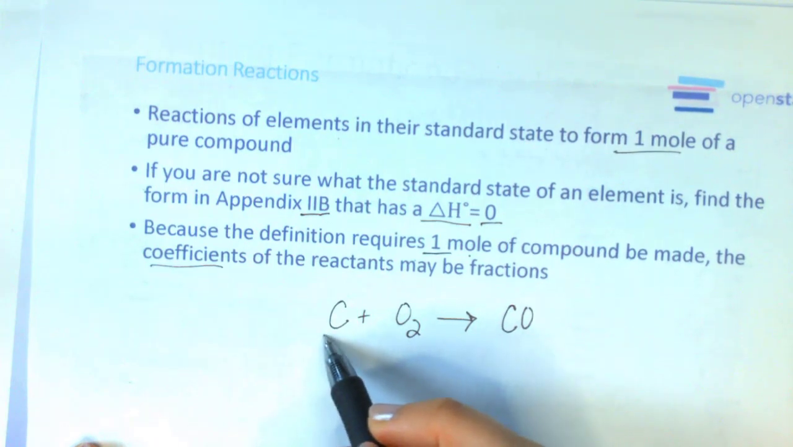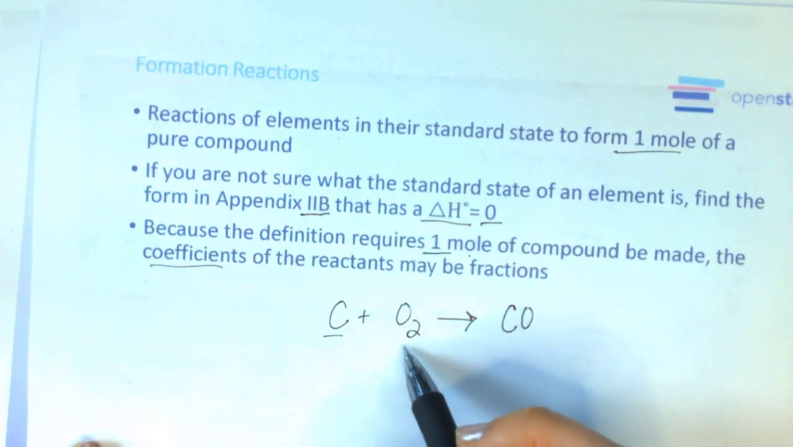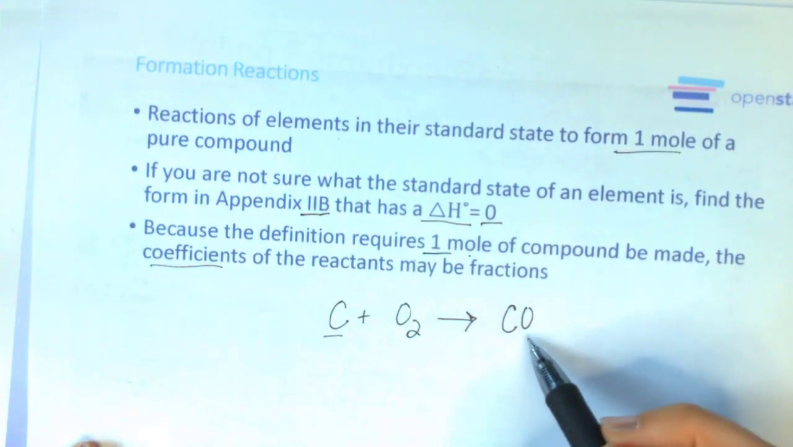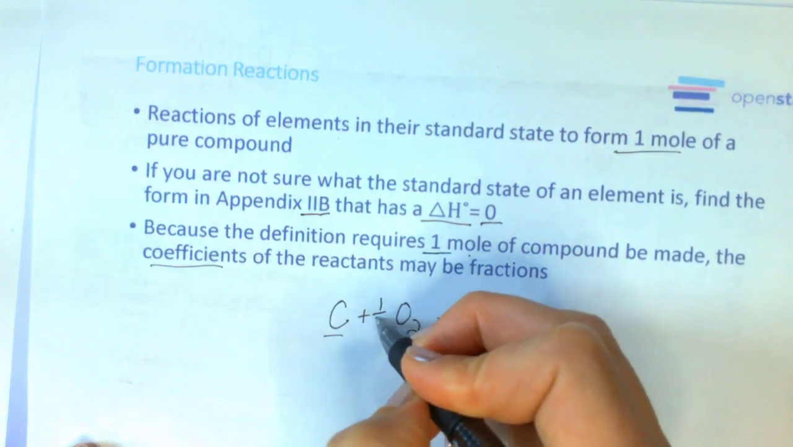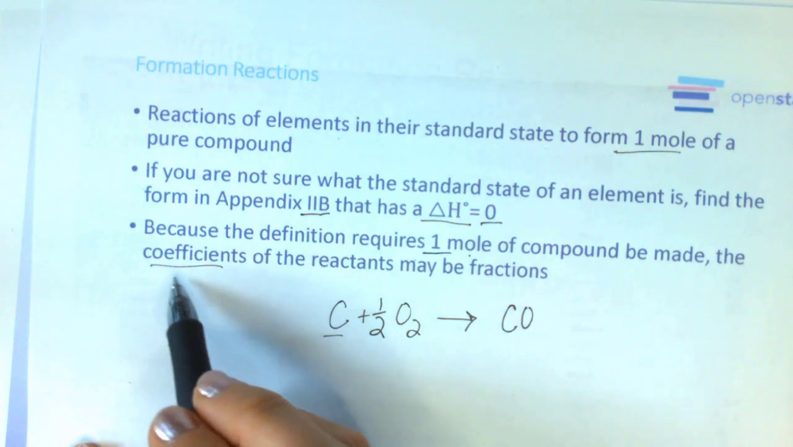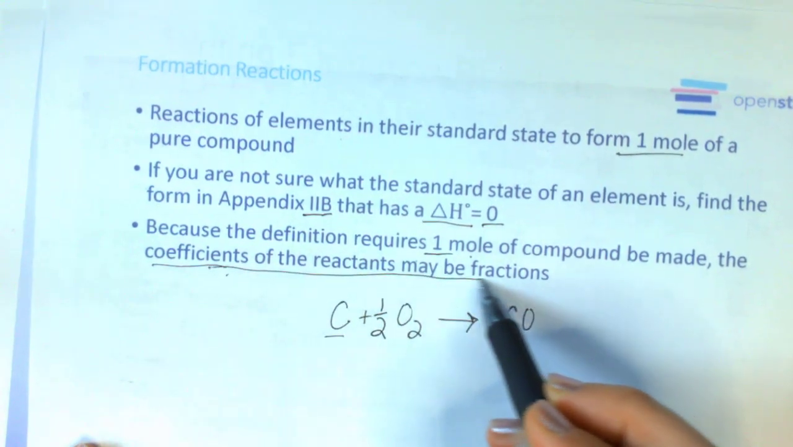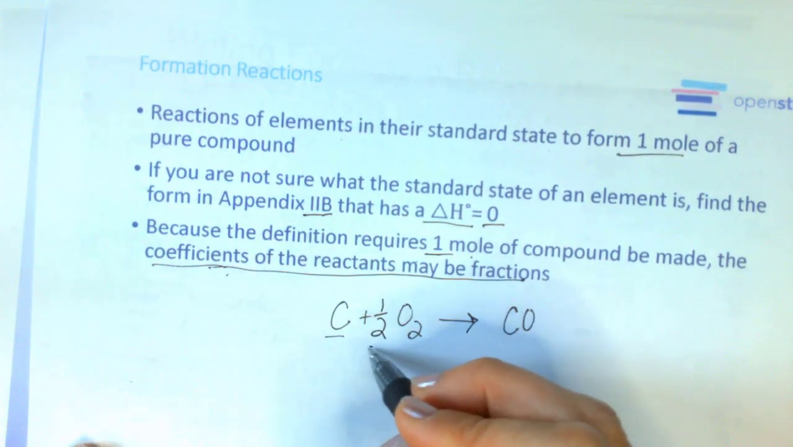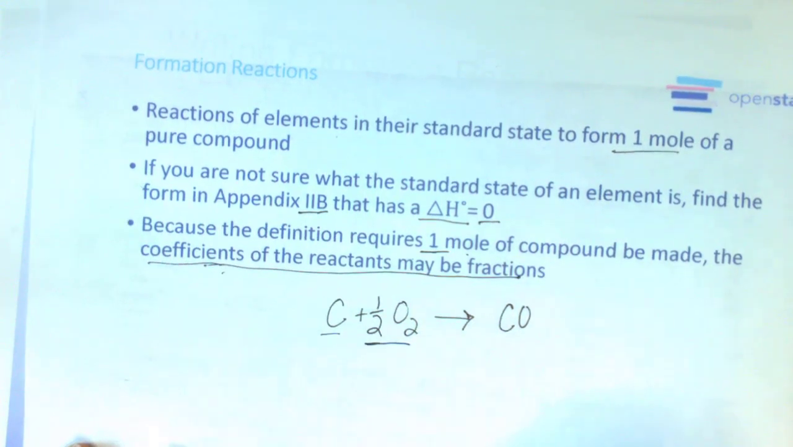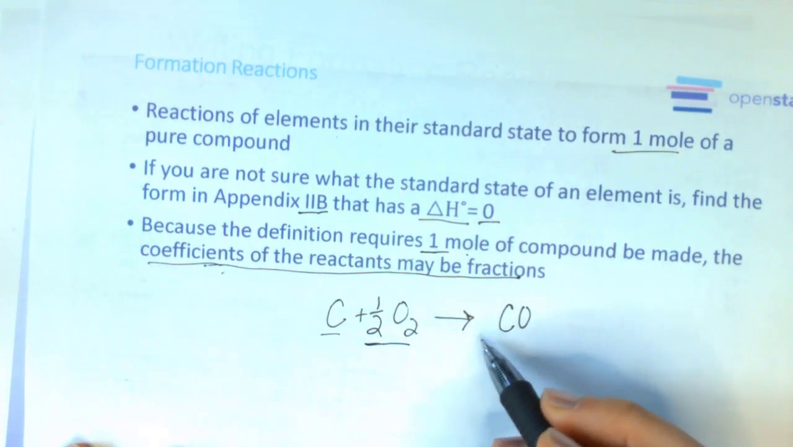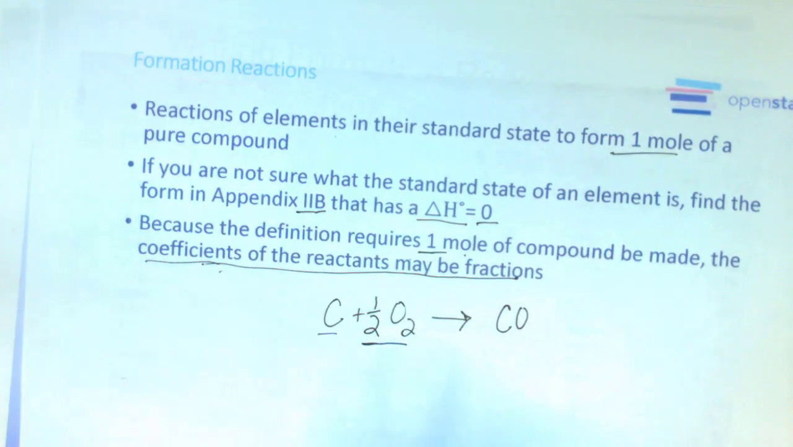And we know this is how they are found. Carbon is just C and oxygen is O2. Well, C plus O2 is not carbon monoxide. So I can have a half. This is what that's telling me: coefficients of the reactants may be fractions. I can have half of an O2 to form 1 mole of that carbon monoxide.